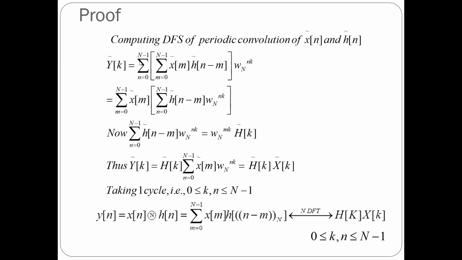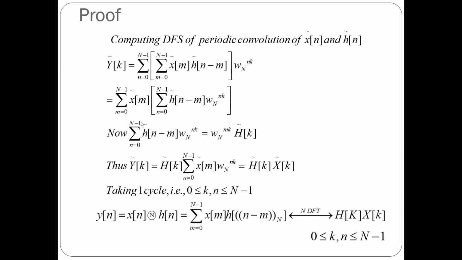So the discrete Fourier series of y tilde of n can be written as sigma n equal to 0 to n minus 1 y tilde of n into W_N raised to nk. So I have expanded and written the expression for y tilde of n here. Now let us rearrange the equations like this. So this we can write as sigma m equal to 0 to n minus 1 x tilde of m into sigma n equal to 0 to n minus 1 h tilde of n minus m W_N raised to nk. So this is the DFS of the shifted sequence, h tilde of n minus m.